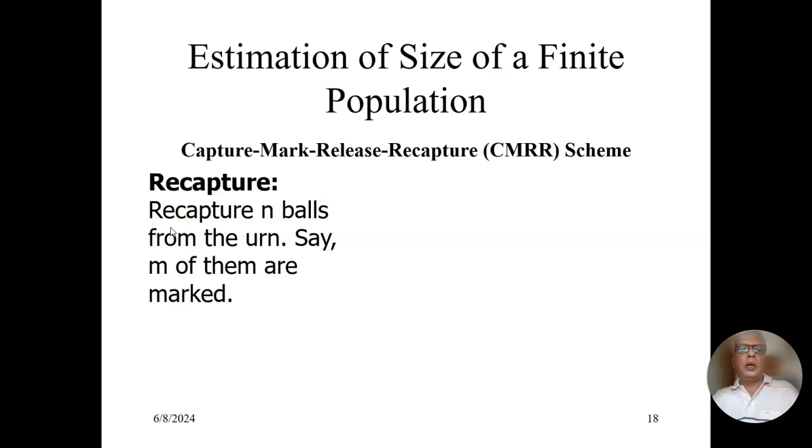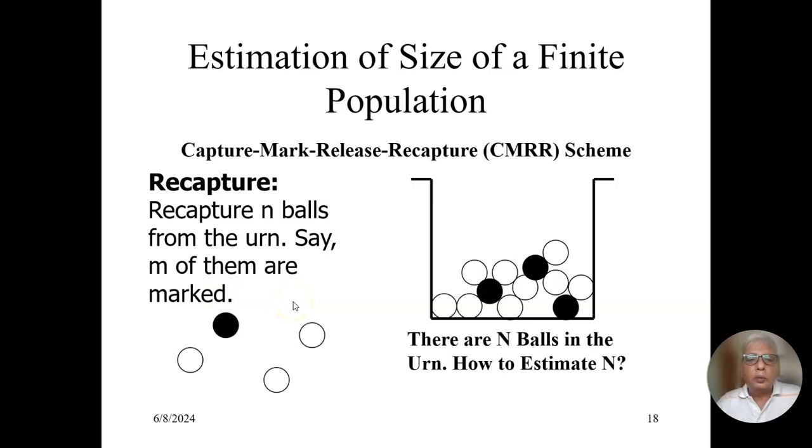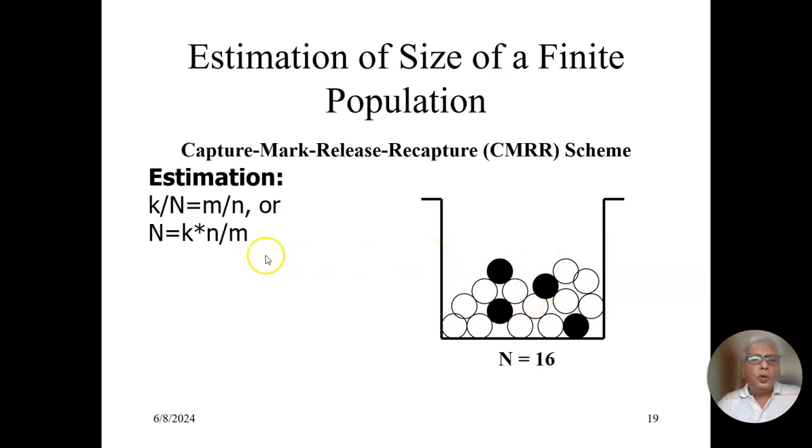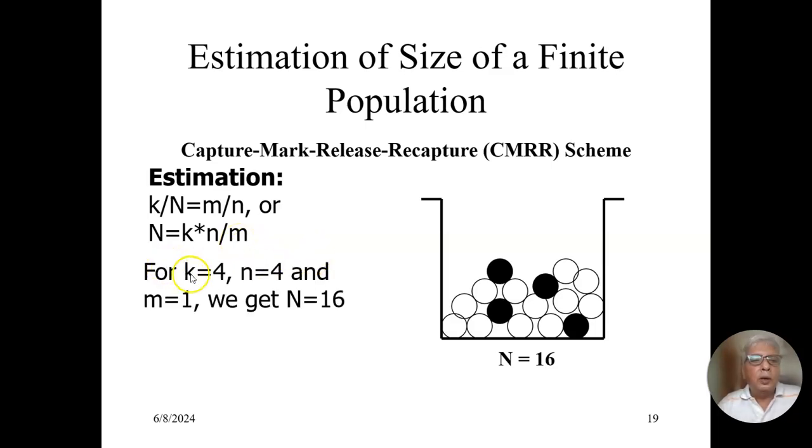Then we recapture say small n balls from the urn. Say m of them are marked. Okay, so I have recaptured 4 balls and one of them is marked. So if we count, there are 16 balls in the urn. So if we equate population proportion of marked balls to sample proportion of marked balls, we get an estimate of capital N, which is K times small n by small m. And if we put the values, our K was 4, n was 4, m was 1. So if we put them in the formula, we get N equal to 16, which matches real life.